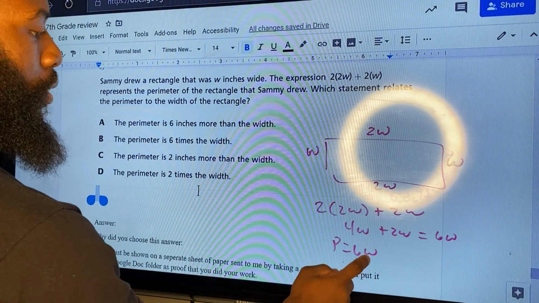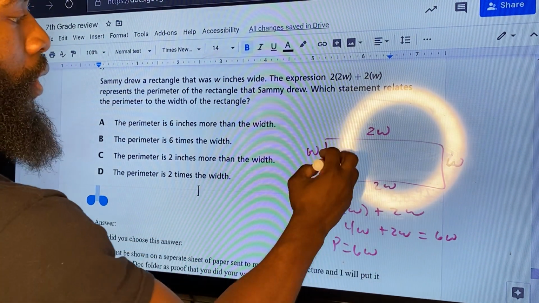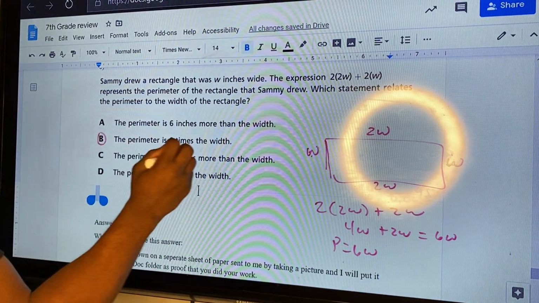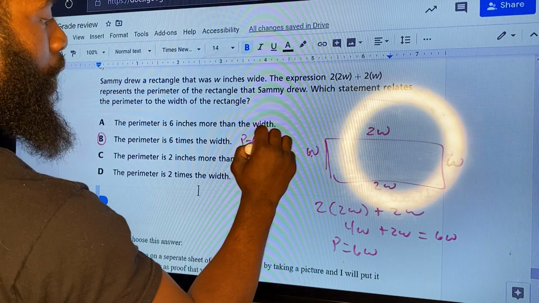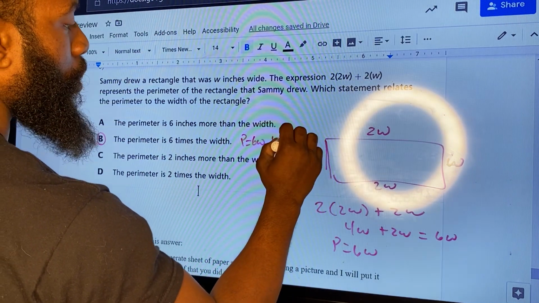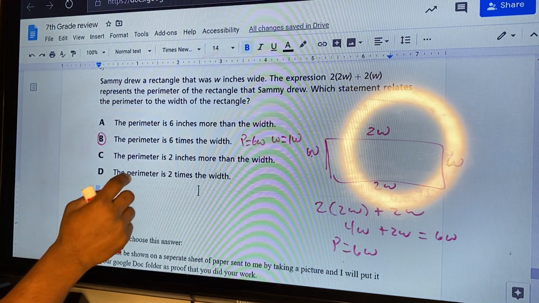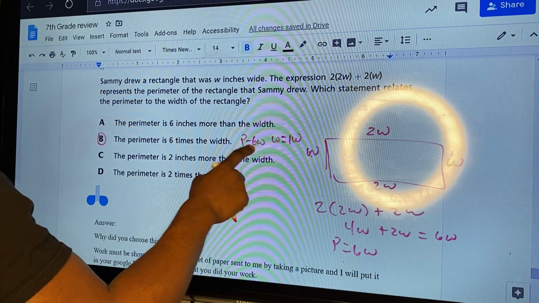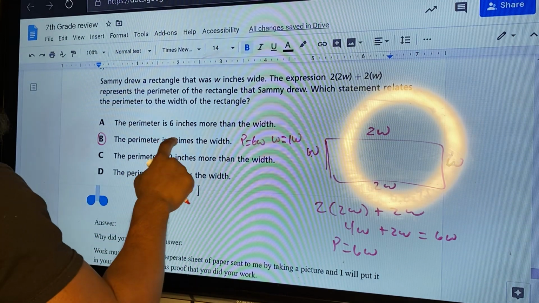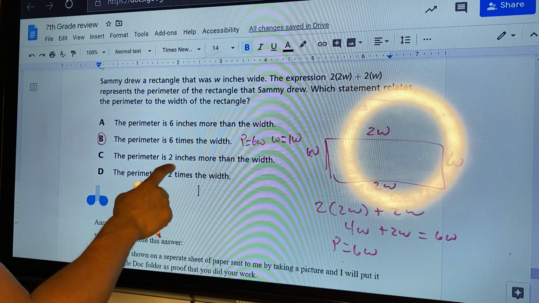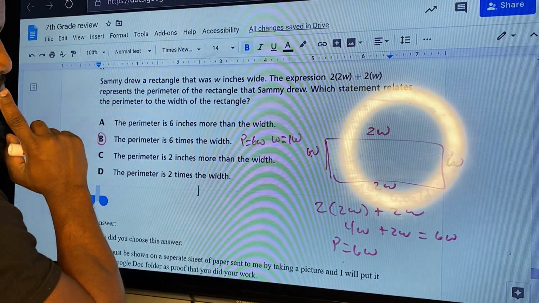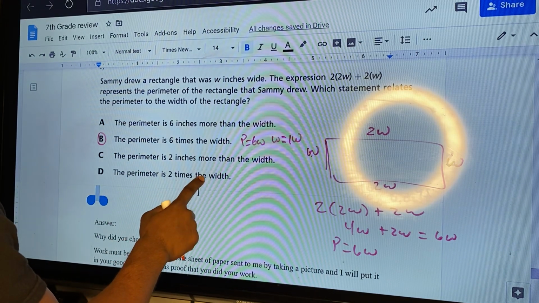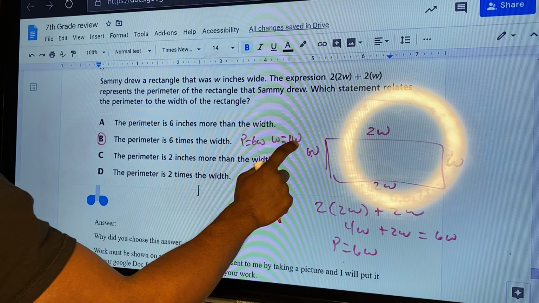So if the perimeter is 6W and the width is W, this would mean that B is true. The perimeter is 6W, and the width is W. It's just 1W. For the width to equal the perimeter, you have to multiply this by 6 to get 6W. So the perimeter is 6 times the width. The perimeter is 2 inches more than the width. That wouldn't be true. The perimeter is 2 times the width. If that was the case, then the width would be 3.